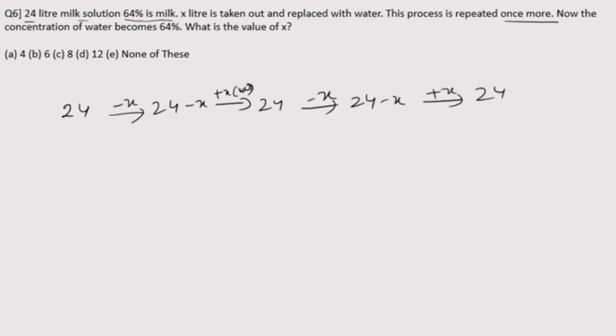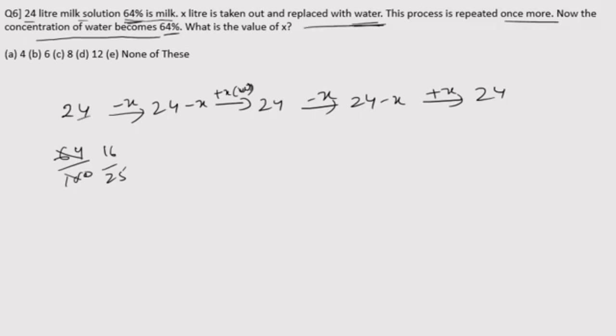Now the concentration of water becomes 64%. See, initially it was having 64% milk. As I am adding water in every case, replacing with water, I have to work with milk. So milk was initially 64%, meaning 64 by 100. 64 by 100 is how much, guys? This is 16 by 25. Initially 16 by 25 is the milk proportion. As water is getting added, we have to work with milk.